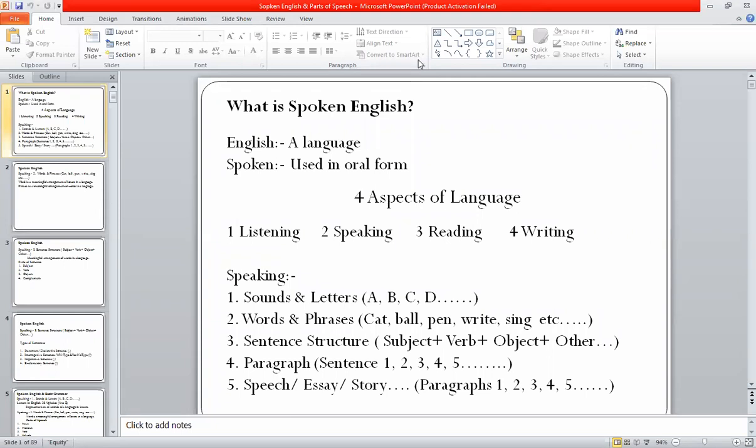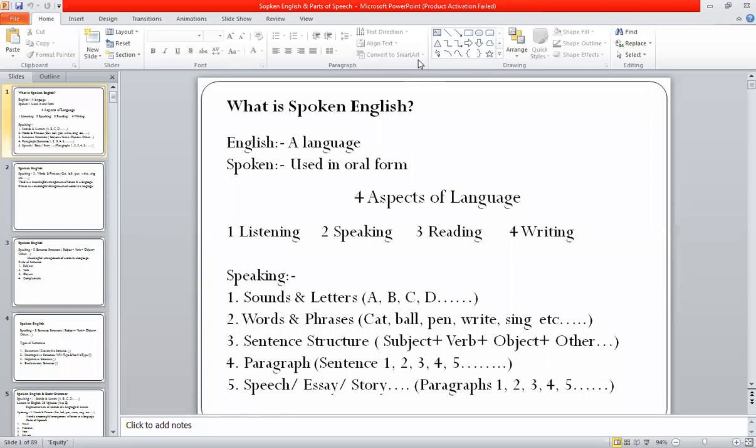So let's first see the 4 aspects of language. Any language, may it be English, Marathi, French, Italian, or Latin, has 4 aspects. And what are these 4 aspects?